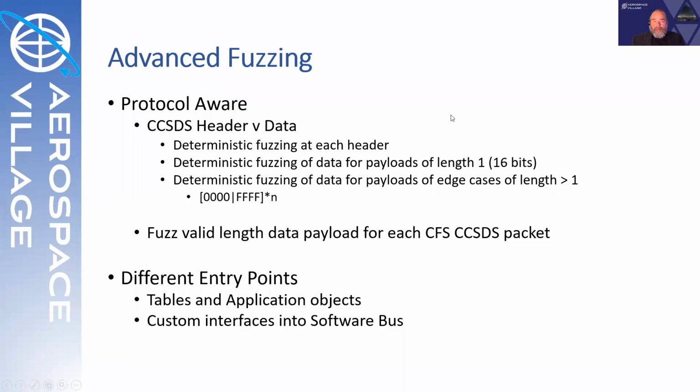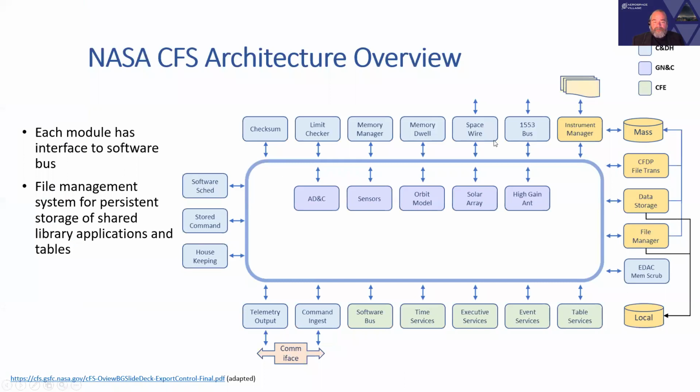In turn, we can exhaustively fuzz a certain length of payload depending on your test rig. And we can build out test cases to make sure we reach the edge of what can be ingested by a particular module, such as the command ingest. Also, the command ingest is not the only thing available for fuzzing. Each of these modules has an interface to the software bus where it sends data and receives data. So we can fuzz each of these modules individually.